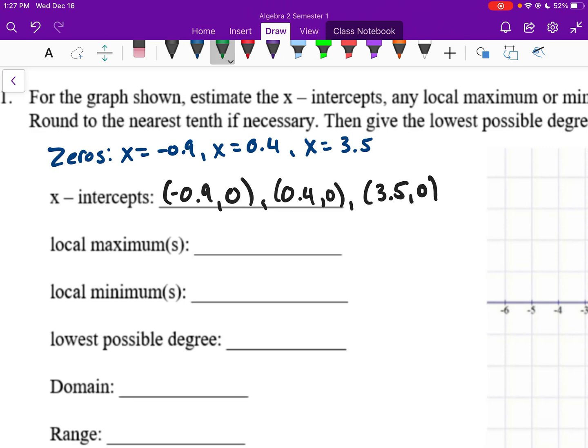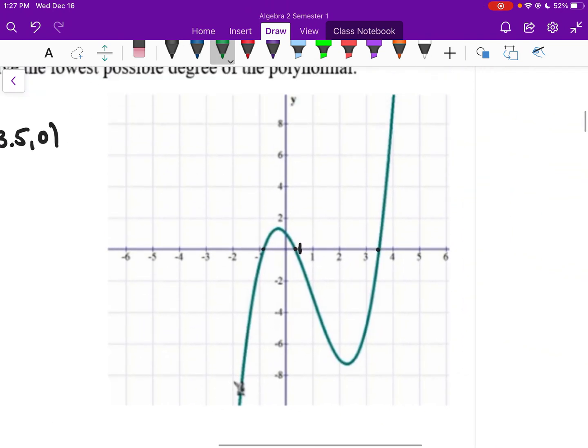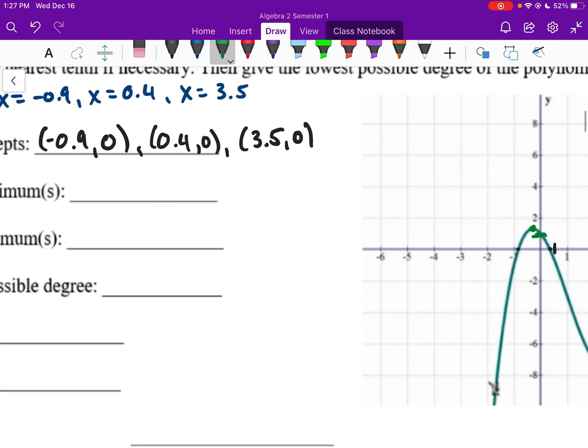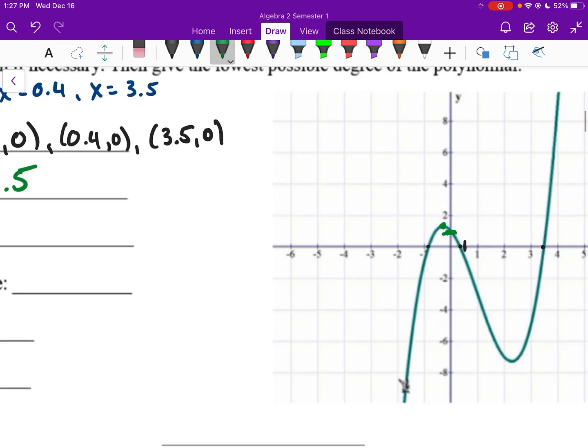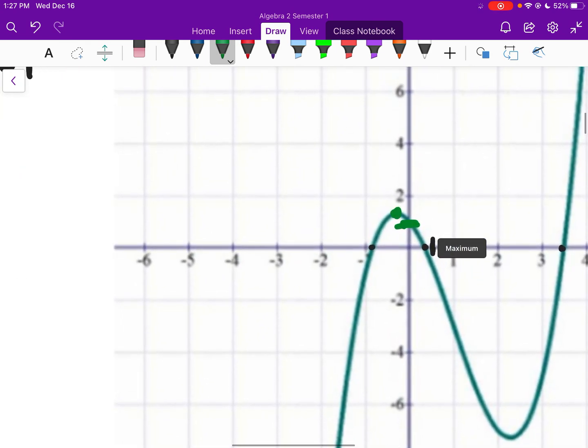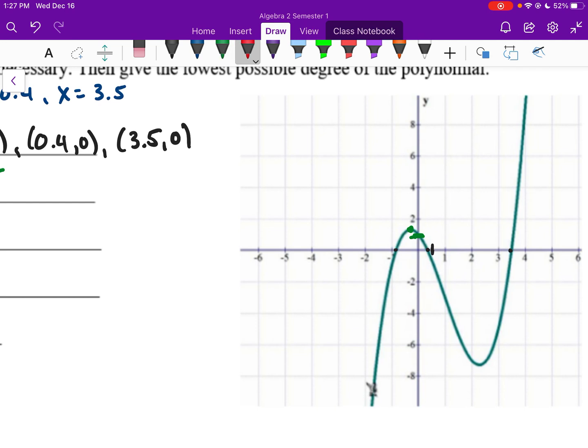For local maximum, we're looking for a high point. It looks like I only got one of those. And whenever we're doing a high point, I'm looking for the y coordinate. So how high does it make it on the y-axis? Now if I look here, we have a scale of 2. So the halfway mark is 1, and it looks like it makes it about halfway between 1 and 2, so I'm going to say 1.5 for that maximum. Now remember, when I grade these, I'm looking for a range. So if we had a graph like that, I'd probably accept 1.4, 1.5, or 1.6. Any one of those values.